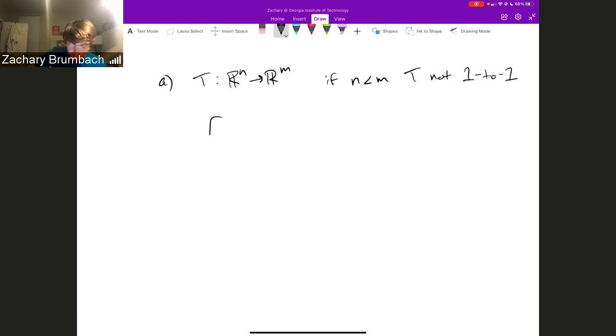So, a question about the definition of one-to-one. Two parts. Part A: T goes from Rn to Rm. The statement is, if n is less than m, T is never one-to-one. If it's n to m, that means we go from columns to rows. If n is less than m, that means we have a tall matrix. So this is not drawn right. Something like this, right? Oh, I got that backwards.